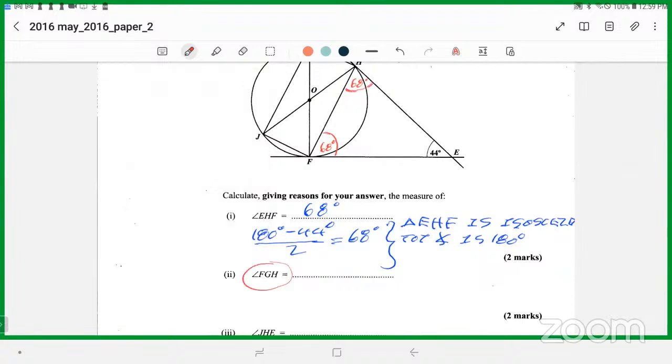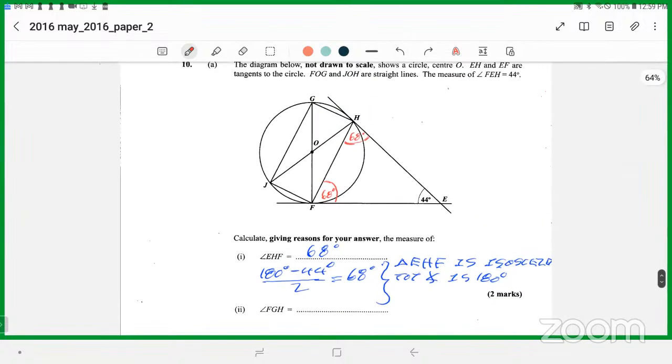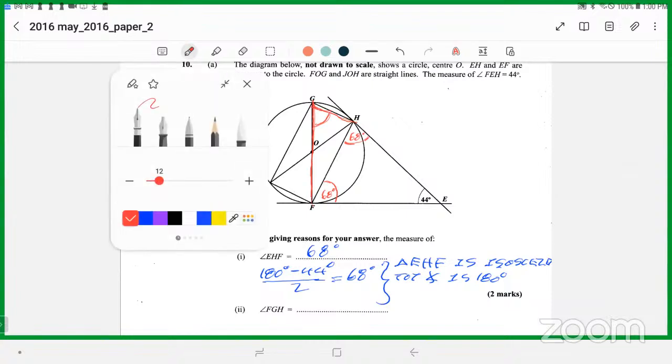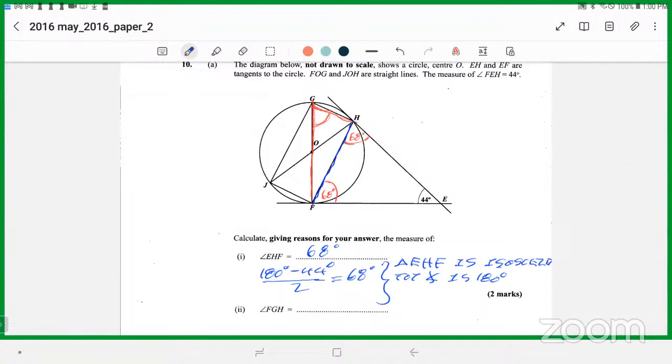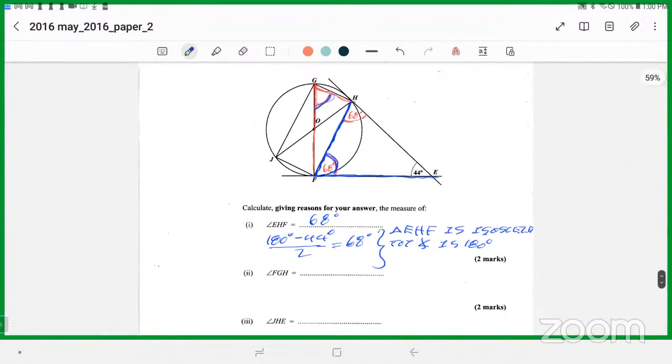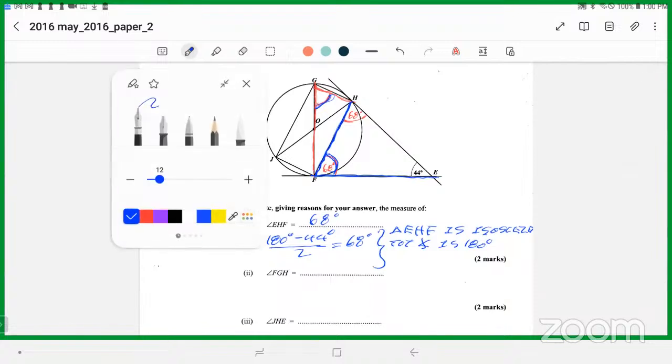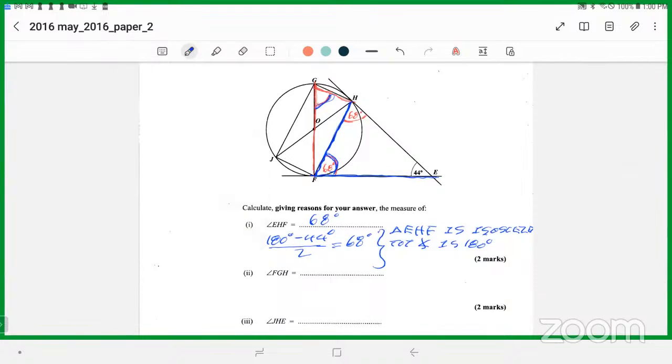Then I want angle FGH. I'm going to want FGH right here. It is 68. Why is it 68? It is subtended by this chord, and the chord is making 68 degrees with a tangent. Tangent and chord rule. Angle between a tangent and a chord, this angle equals the angle subtended by the chord. So that angle is also 68 degrees. Let's put 68 degrees. Tangent and chord rule.